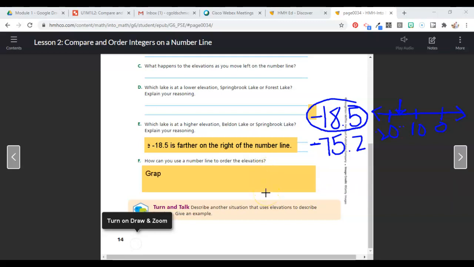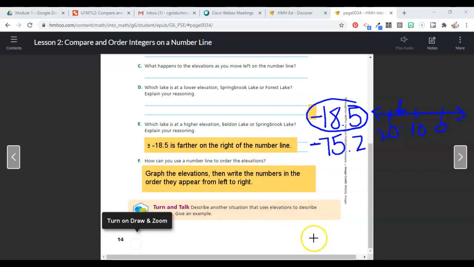So to do that, you're just going to graph the elevations. Then write the numbers in the order they appear from left to right. So if I put my dots on my number line, if I had a dot here and a dot here, from left to right is what you need to do, and that's all you have to do on that one.